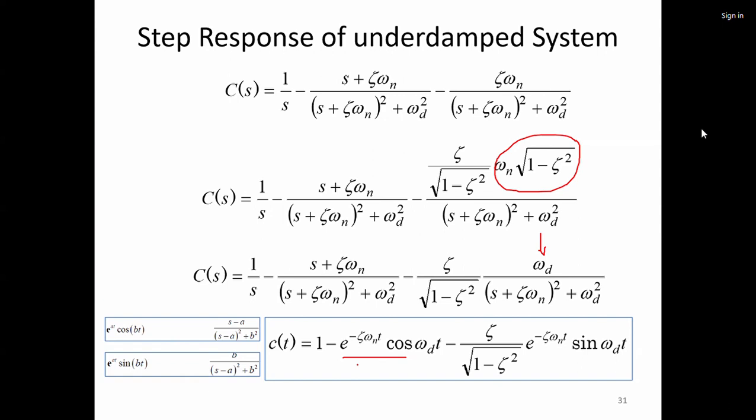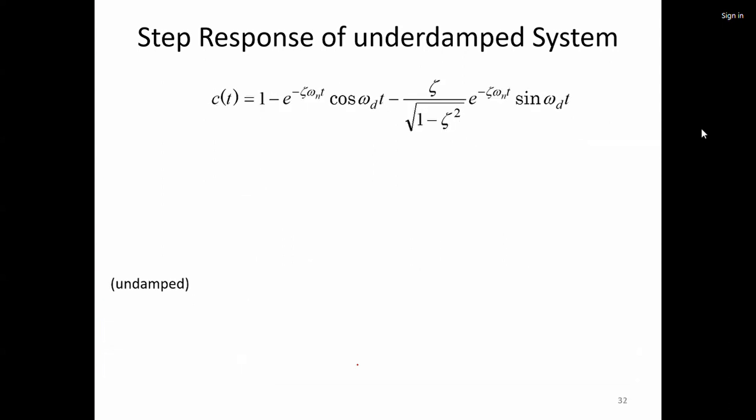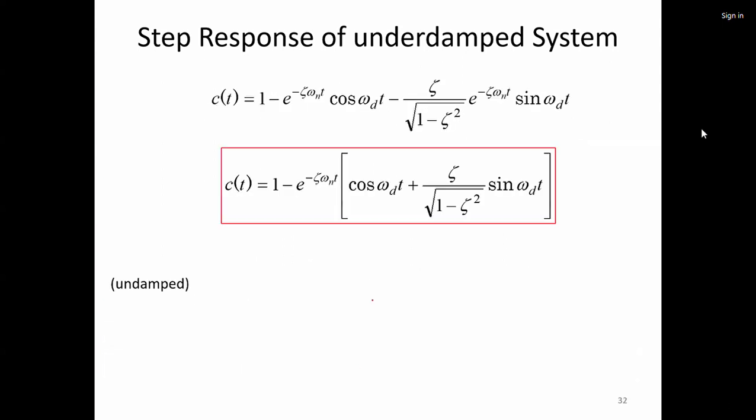That means you have a step function whose value is 1. And this should be the output, the response of a step input for an underdamped system. Now, you can do further math. It's the same thing that I have written here.